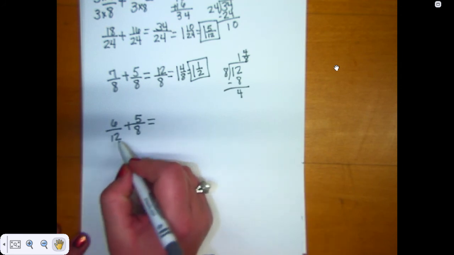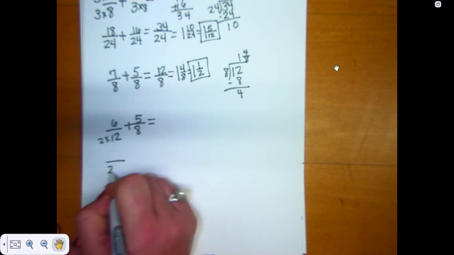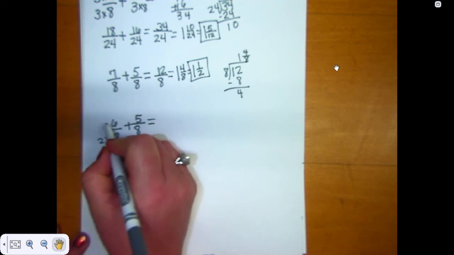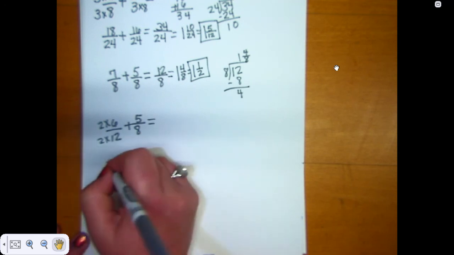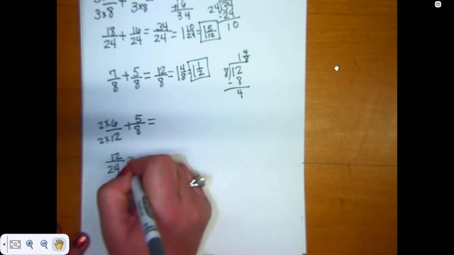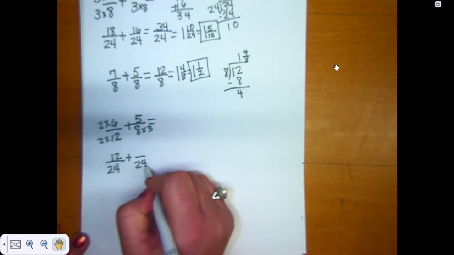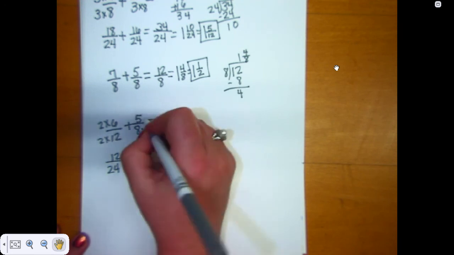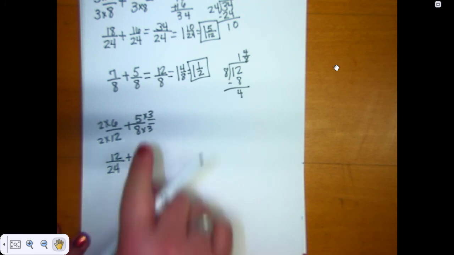So how do I get to 24? 12 times 2 is 24, and whatever I do to the bottom, I have to do to the top. 6 times 2 is 12. Bring down my plus sign. I know that 8 times 3 is 24. And whatever I do to the bottom, I have to do to the top. So 5 times 3 is 15.